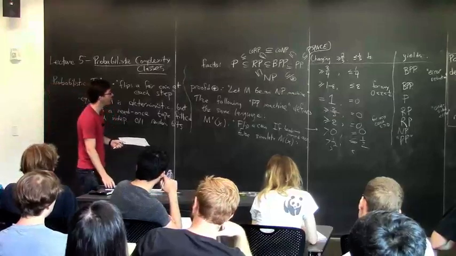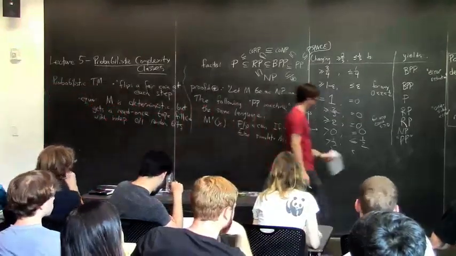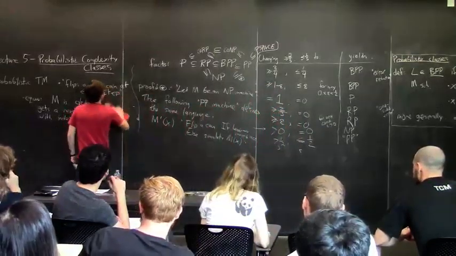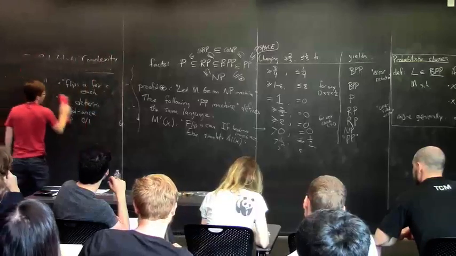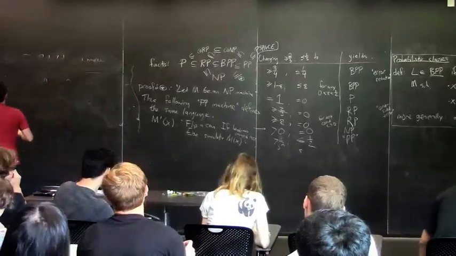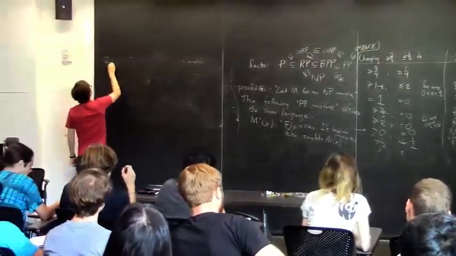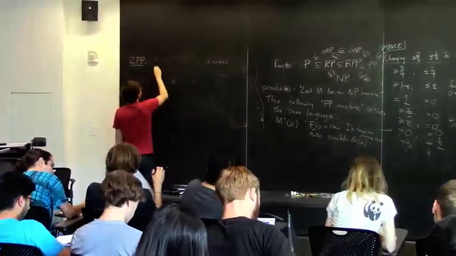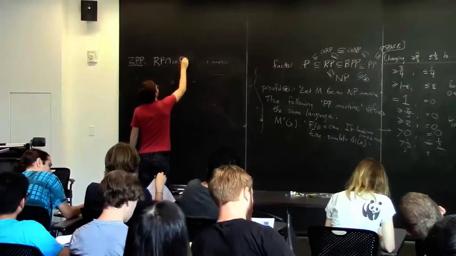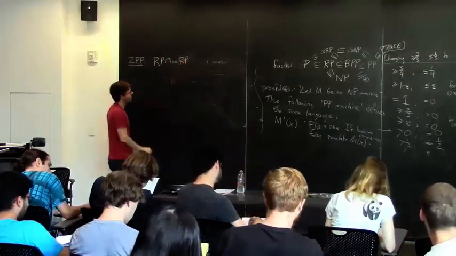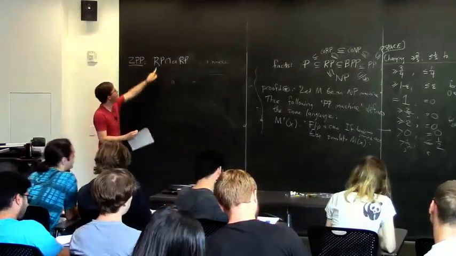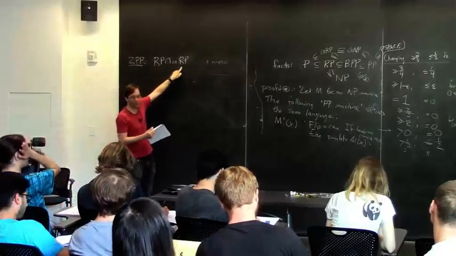Okay. There's one more class that one always brings up, which is ZPP. If you've never seen these things before, it's a lot of letters to digest. The easiest way to define it is it's RP intersect co-RP. So it's things that have an algorithm with no false positives and an algorithm with no false negatives.